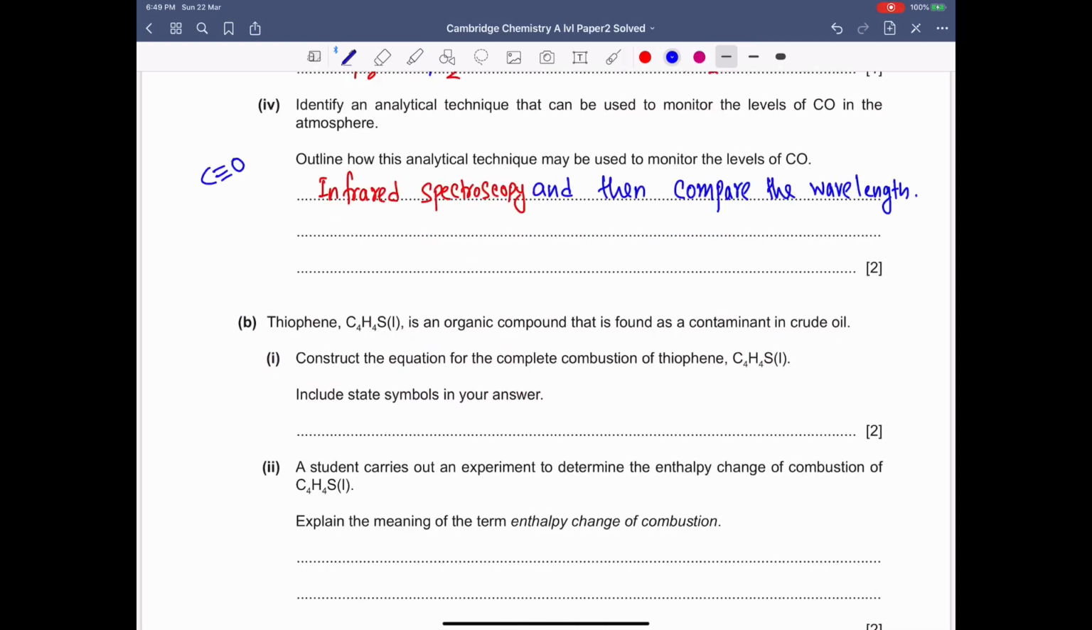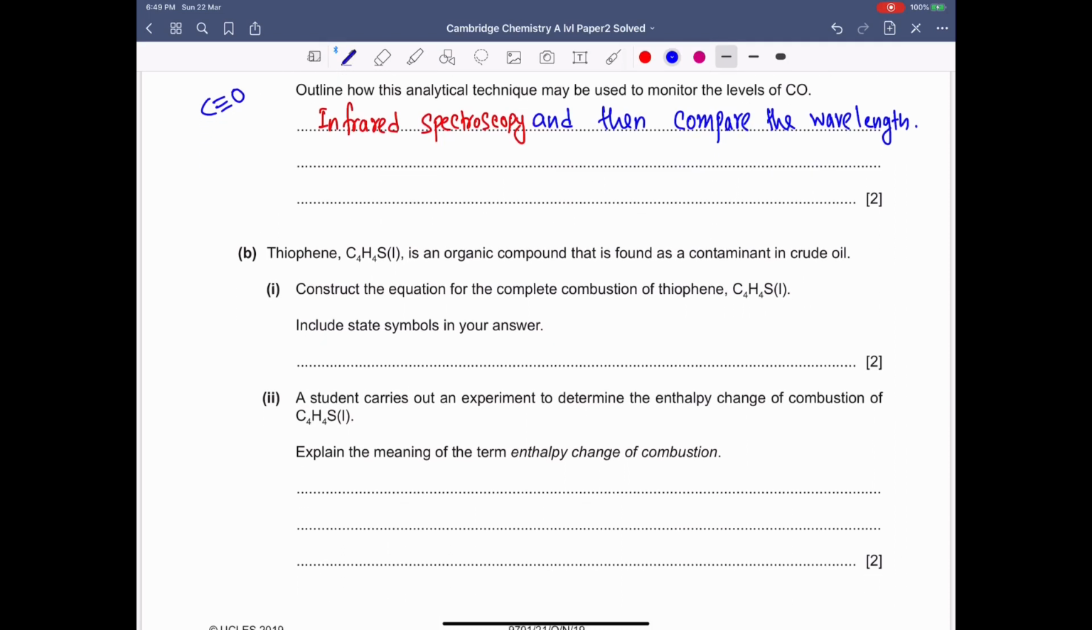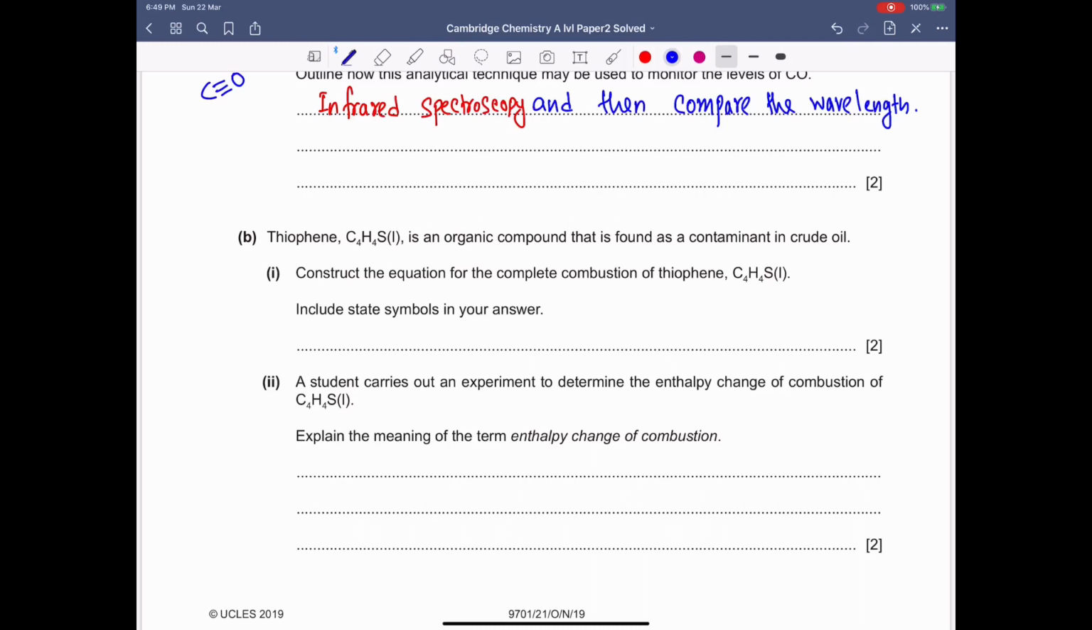C4H4S, thiophene, is an organic compound that is found as a contaminant in crude oil. Construct the equation for the complete combustion of thiophene. Include state symbols in your answer. C4H4S liquid burning in presence of oxygen.